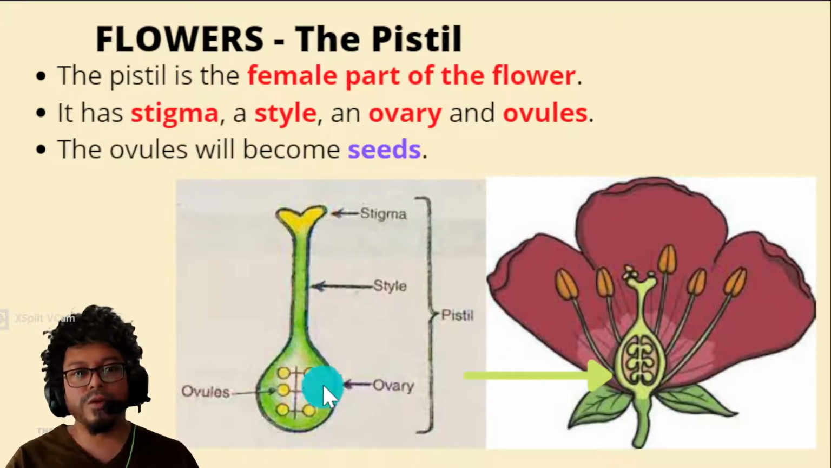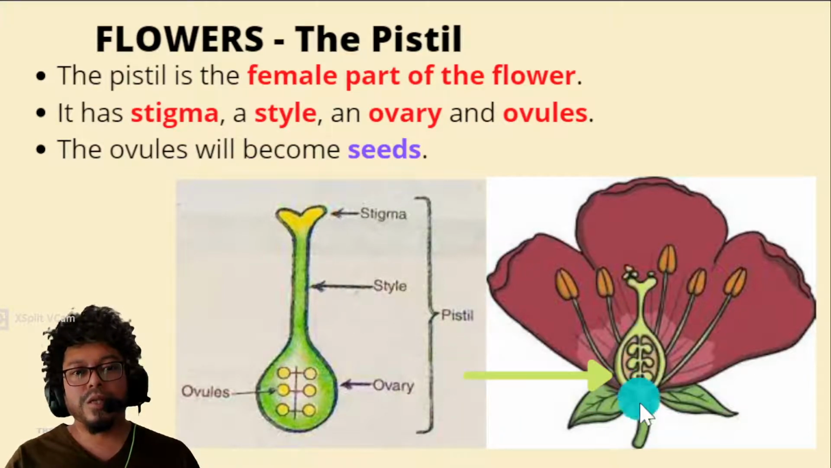ovary, semua sekali ni ovary, and ovules. Dalamnya we call ovules dalam ovary. The ovules will become seeds. Ini jadi seeds nanti. Ovary mungkin jadi buah, ovule jadi seeds. So it's quite easy. This is stamen, the male part, and this is pistil, the female part.